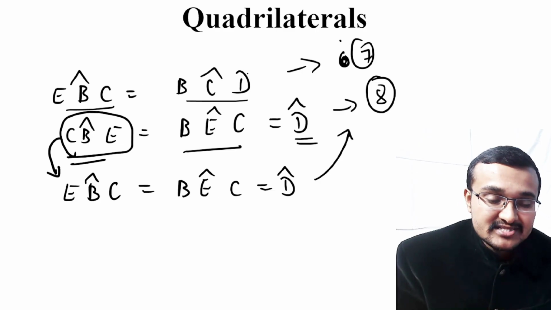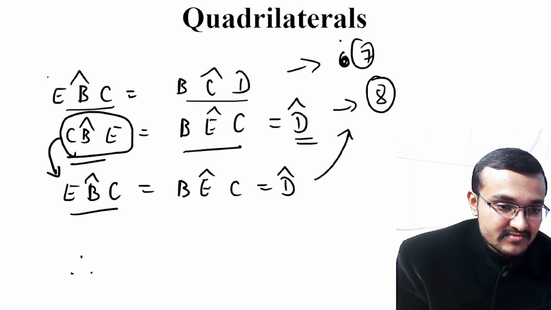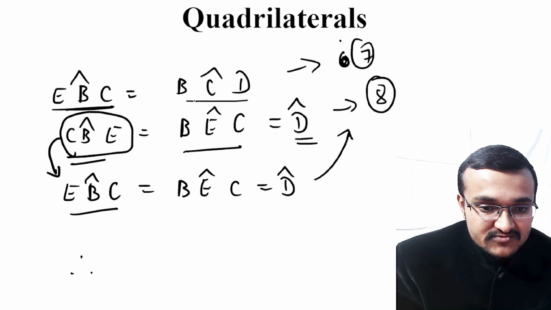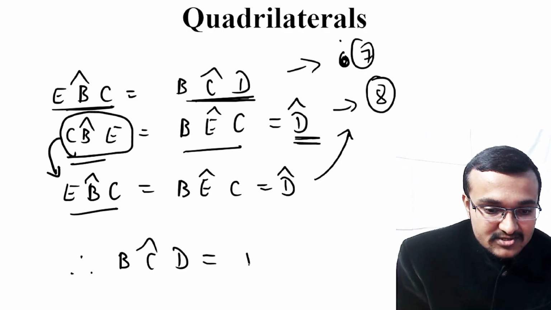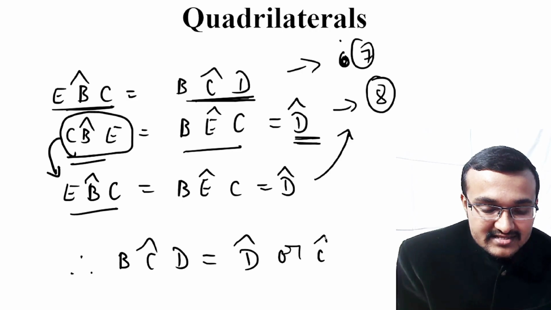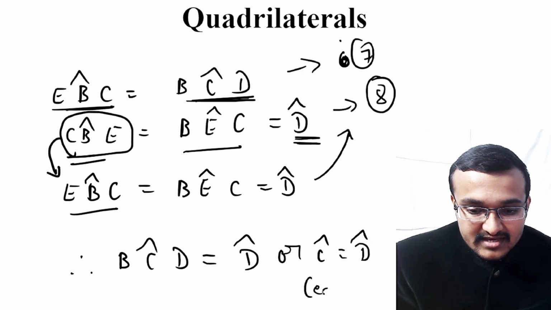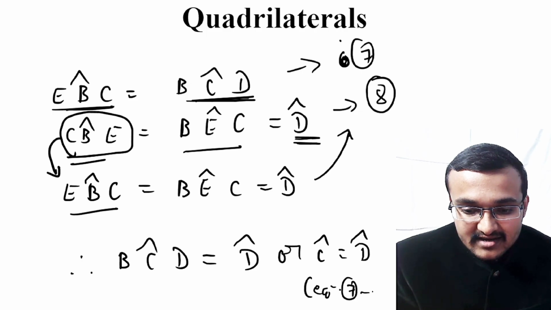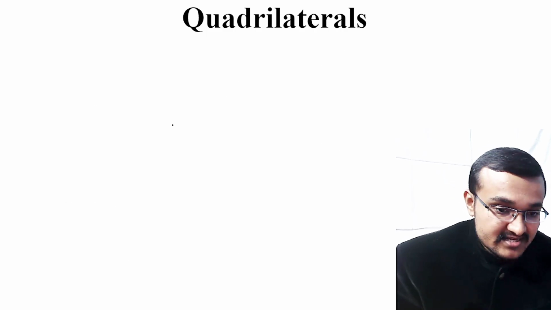And we also know EBC is equal to BCD. So therefore, here you can see LHS are equal to each other. So that means RHS will also be equal to each other. So that is BCD and D will be equal to each other. Therefore, BCD is equal to D, or you can write this as C is equal to D. This is because of equations 7 and 8. So now we have proved these two angles are equal to each other.